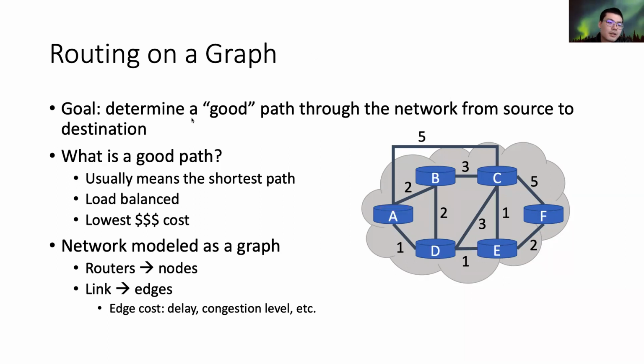And the goal is to determine a good path through the network from the source to the destination, because these routers are how you can deliver the packets. So what is a good path? There are several criteria. Usually we want the shortest path. If I can deliver the packet, let's say we use some illustrative time, in 1 second, I don't want to deliver in 10 seconds. So this is an example.